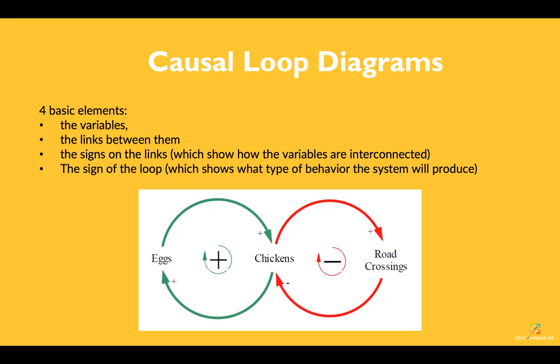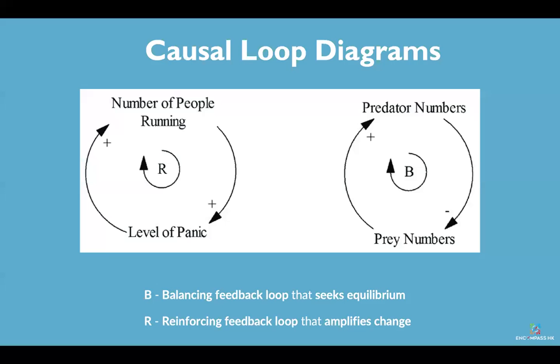And if you want to do the math, a reinforcing loop has an even number of minus signs. On the left, you can see the green loop, there are 2 plus signs, so it's an even loop. On the red loop on the right, there is a plus and a minus, so there's only 1 minus, an odd number, so that is a balancing loop. So this looping is very interesting when we look at different systems.